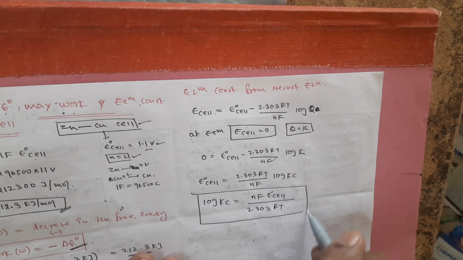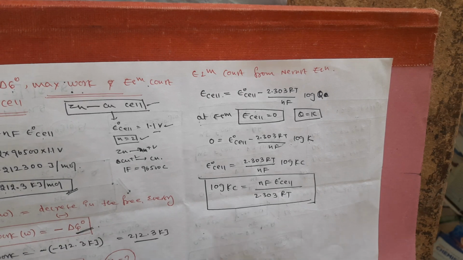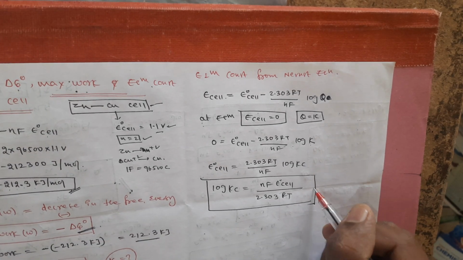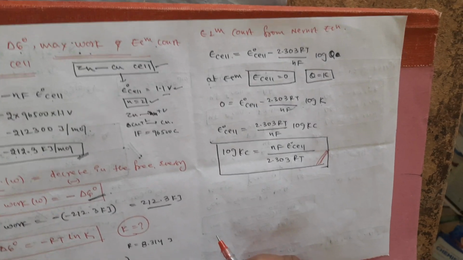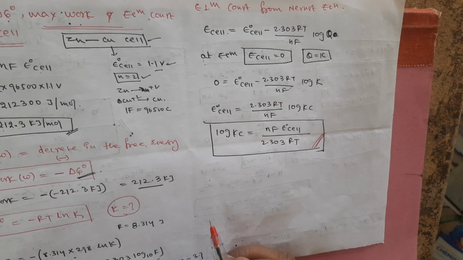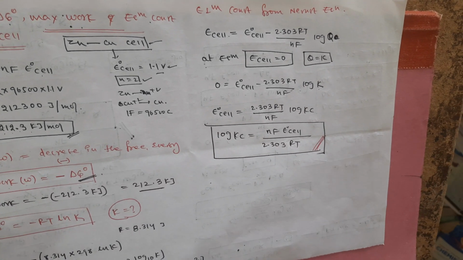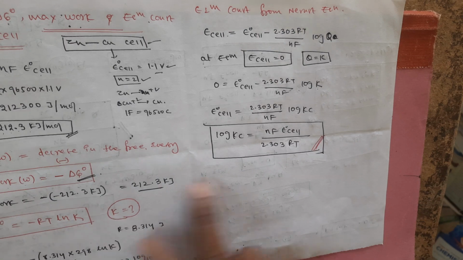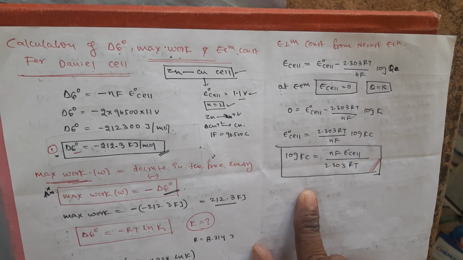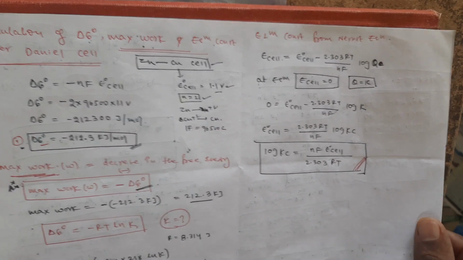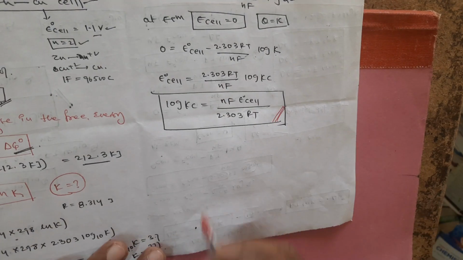This is the relation between log Kc and E naught cell. So finally, you have to remember the formulas from what you discussed now. Here, I'm writing the formulas. First, the formulas you have to remember completely.